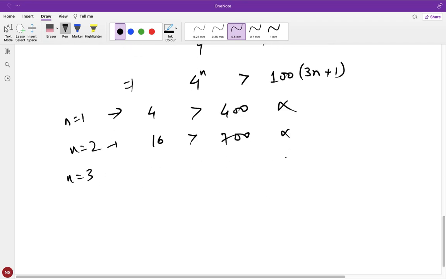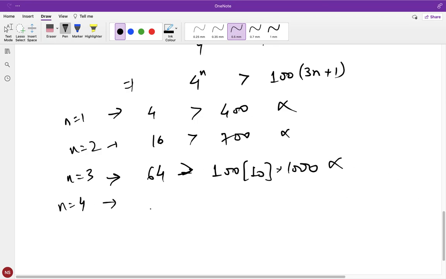You can straight away go for higher values and reduce your number of attempts, because we already know that it will not be applicable for 1, 2, 3, 4. But since I am explaining the problem, I have all the time with me. I'm not writing the exam right now. I have the liberty to do it. 4 raised to the power 3 is 64. You will not have time in the exam to do all this. But I have all the time I want. 3 times 3 is 9 plus 1 is 10. So 1000. 64 is not greater than 1000.